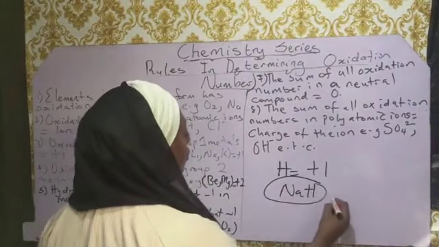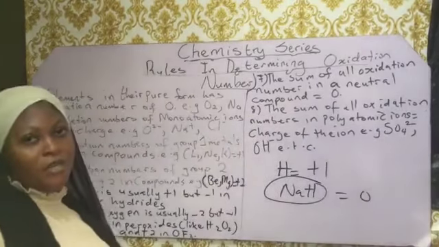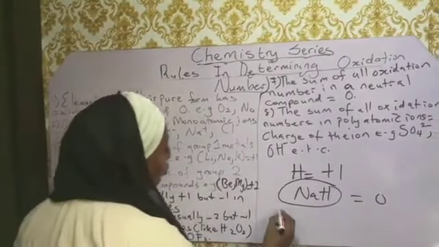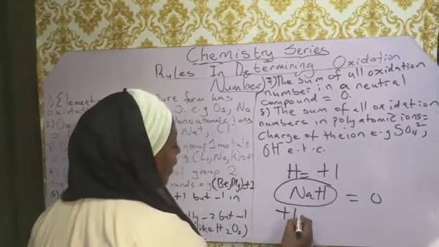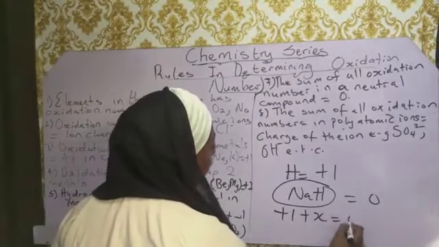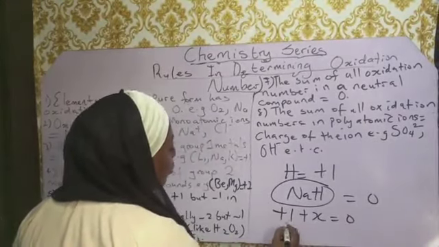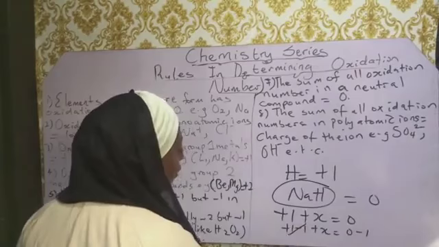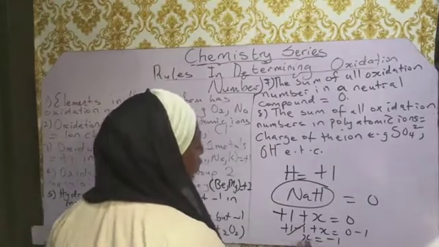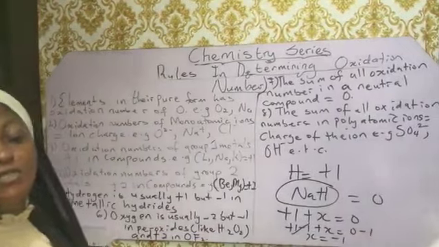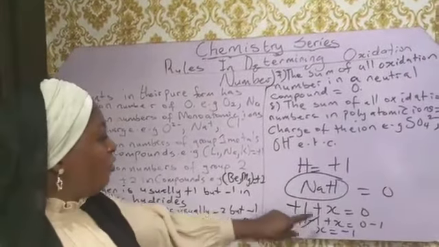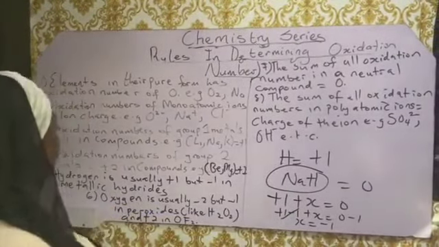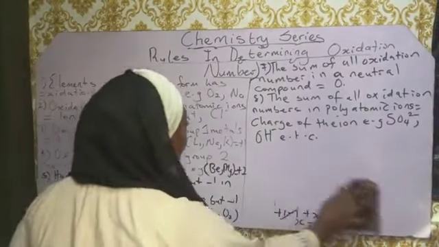As you know, it is a neutral compound. The sum will be equal to 0. Now, sodium has a charge of +1, so that is +1. Let's assume we don't know the charge of hydrogen. So plus x for hydrogen is equal to 0. Subtract 1 from both sides, plus x is equal to 0 minus 1. This cancels out, you have x is equal to -1. Remember, x is representing hydrogen. So the oxidation number of hydrogen in metallic hydride is -1, which we have been able to prove. Now let's move on to the next rule.